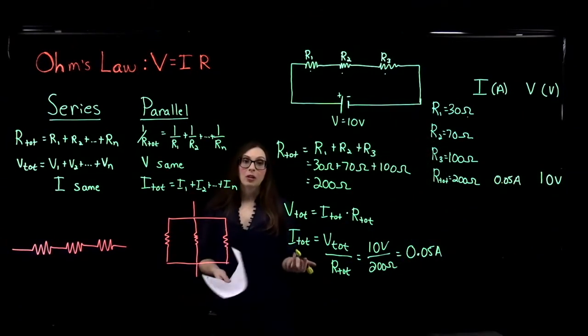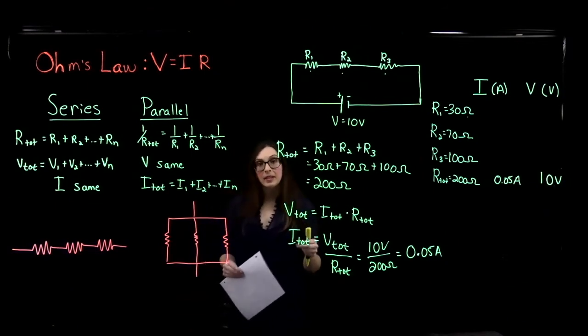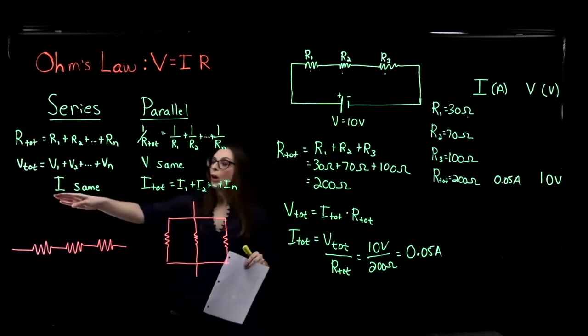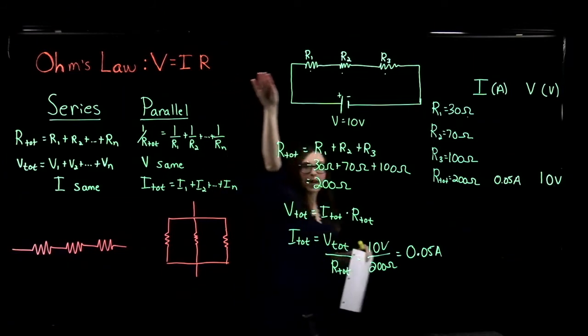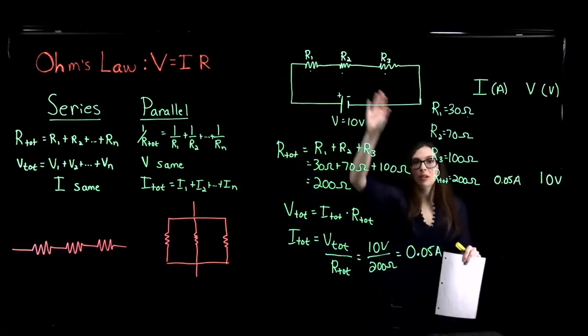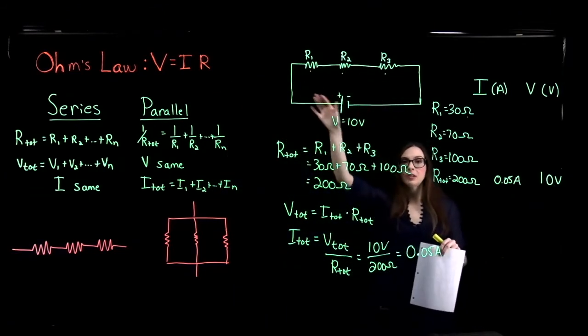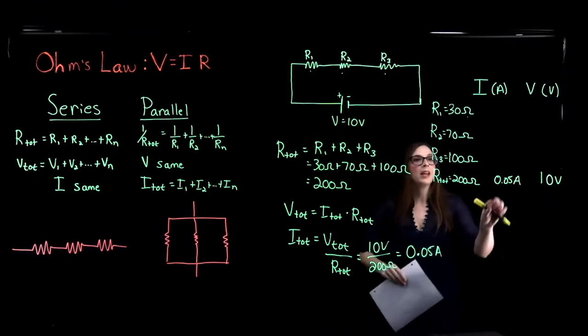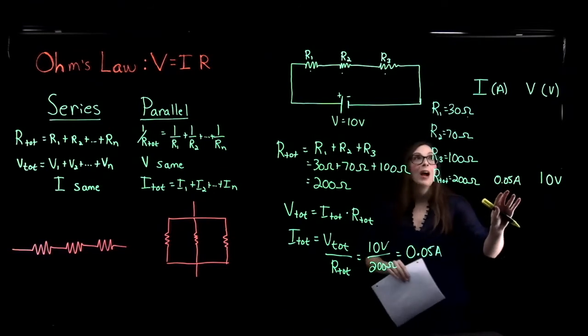Now what's special about resistors in series is that the current is the same through every single one of them. So the current through each one of my resistors here in series is going to be the same as the total current of our circuit.